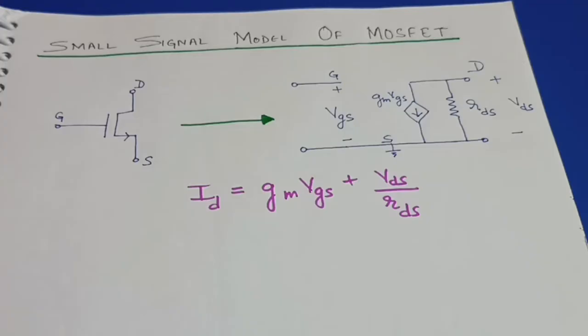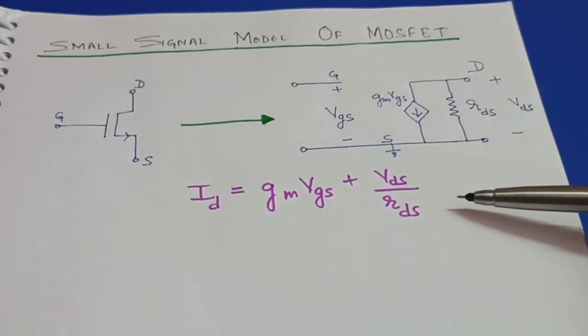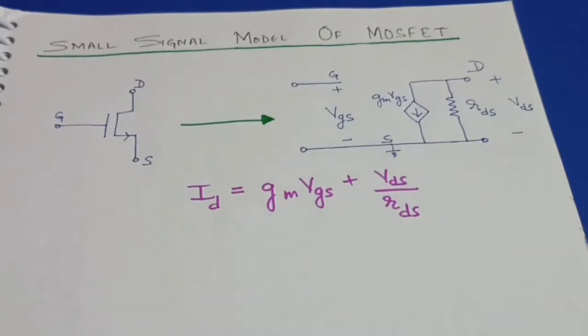In today's video, I am going to discuss the small signal model of MOSFET. So basically, it is the equivalent circuit of FET which is used in analysis of small signal FET amplifiers. This circuit is obtained by using the equation of drain current.